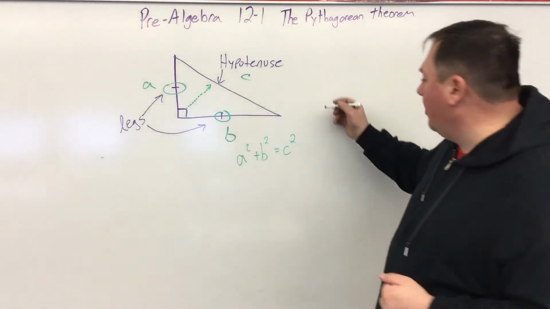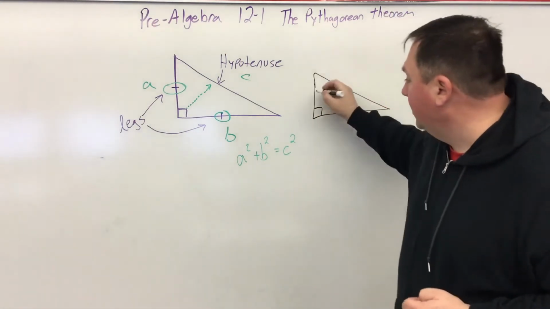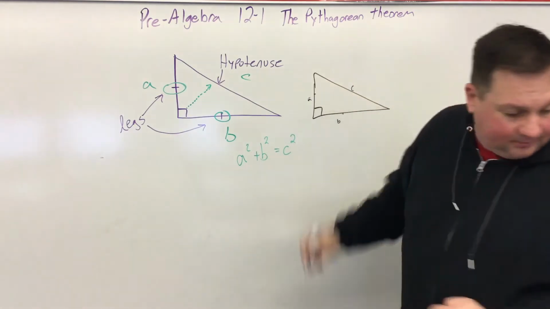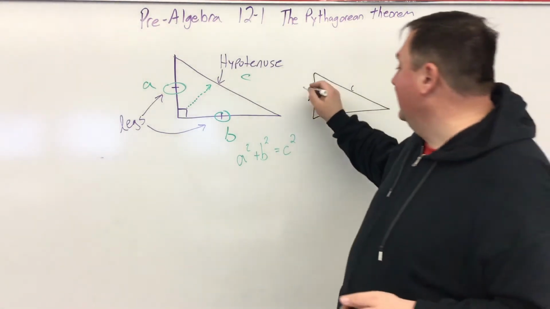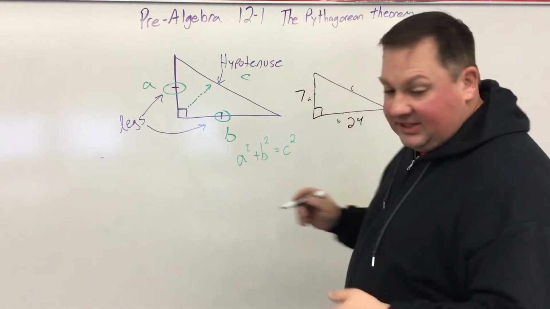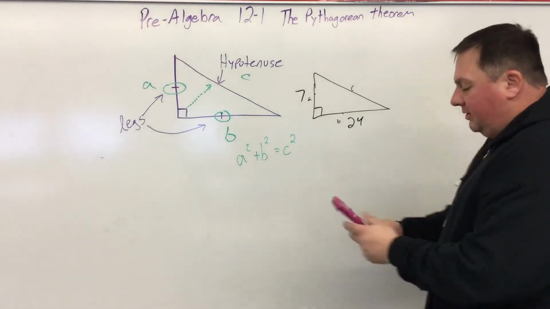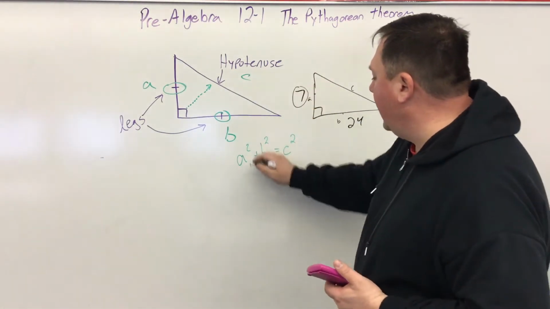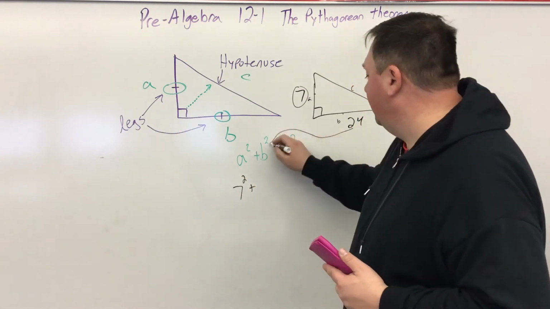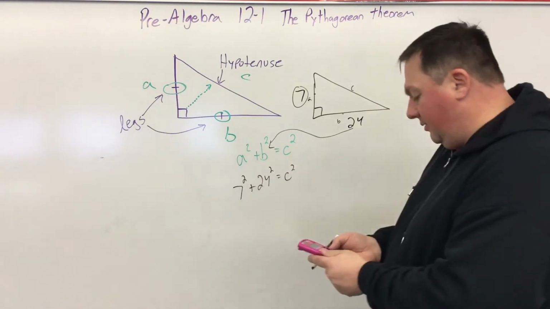So if we have a right triangle that looks like this, these are our legs, and that's my hypotenuse. So if we had like this was 7 and this is 24, we can figure out what C is if we know two of them. So by using my calculator, we're going to plug this in for our A. So 7 squared plus, this is going to be our B, plus 24 squared equals C squared.